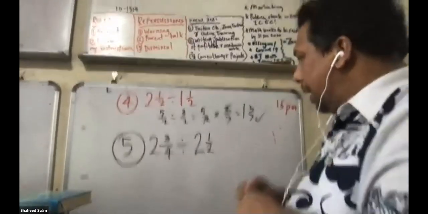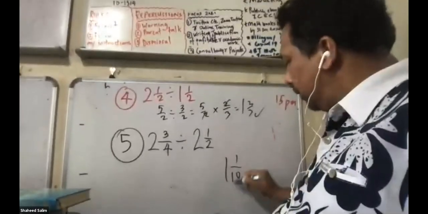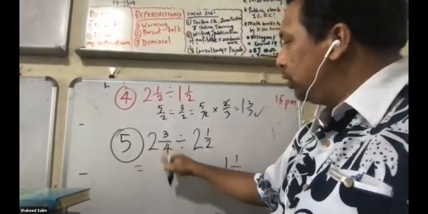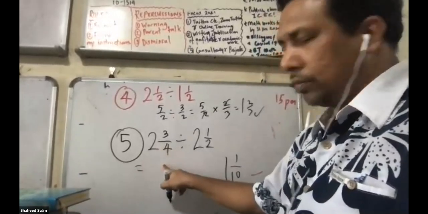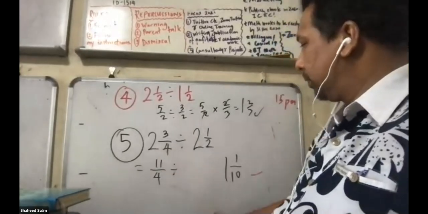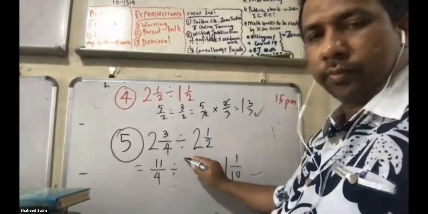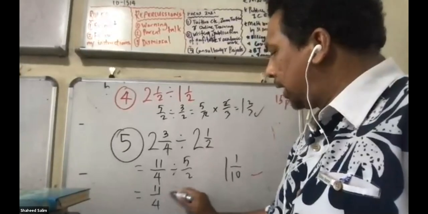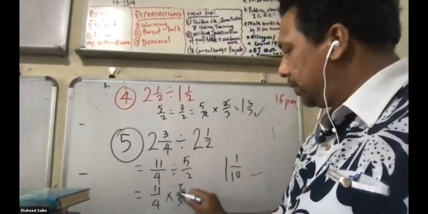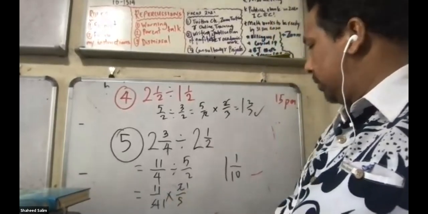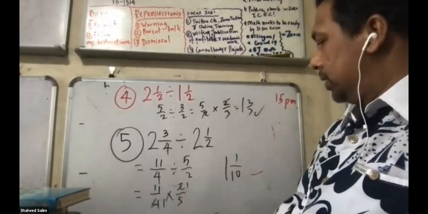1/10. Okay, let's see. Tell me what you change this into. Improper fraction. So what's the number? 11/4. Then this one, 5/2. And then you flip, it becomes 11/4 times 2/5. So, is it correct?